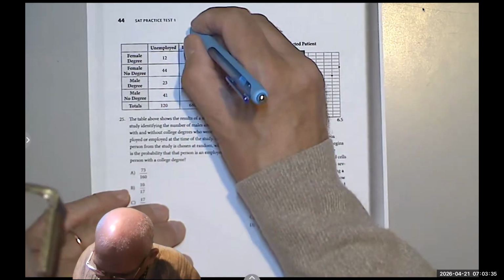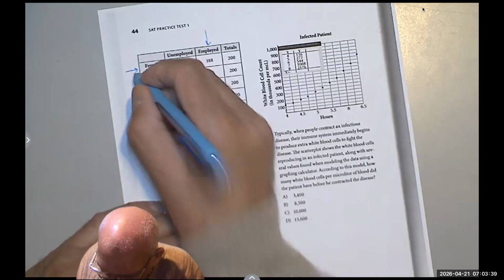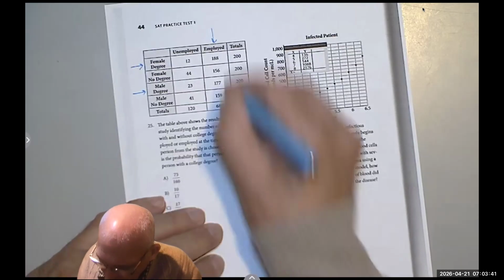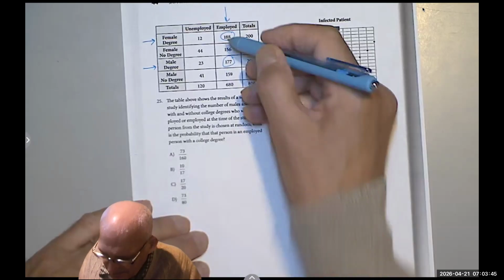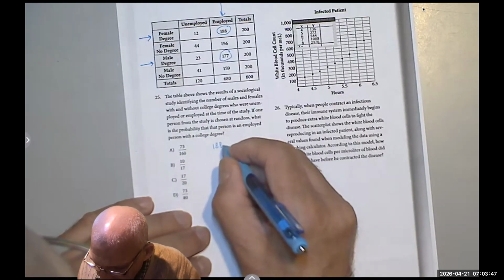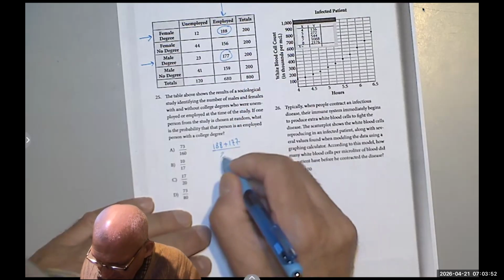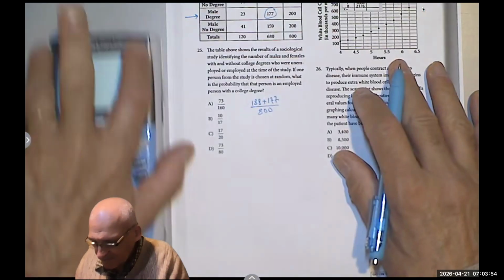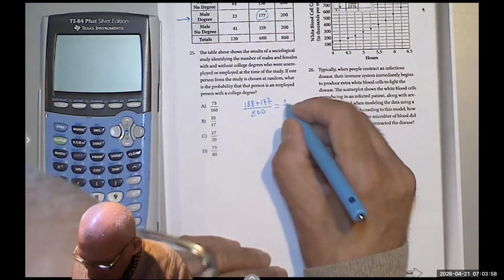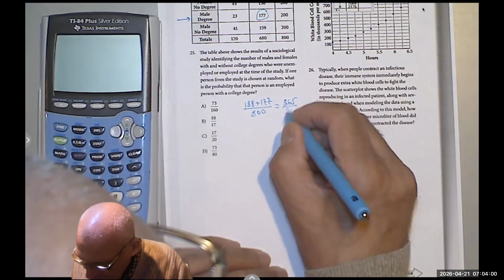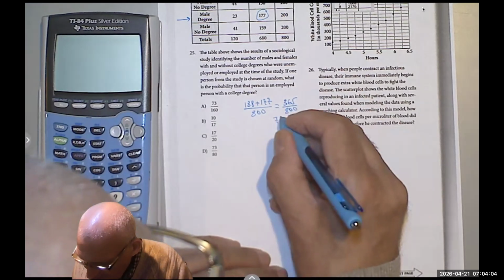So it has to be employed and with a degree. I have female and male with degree. So either this or that. So the probability is simply 188 plus 177 out of 800. So 365 over 800. If I divide by 3, this is 73.